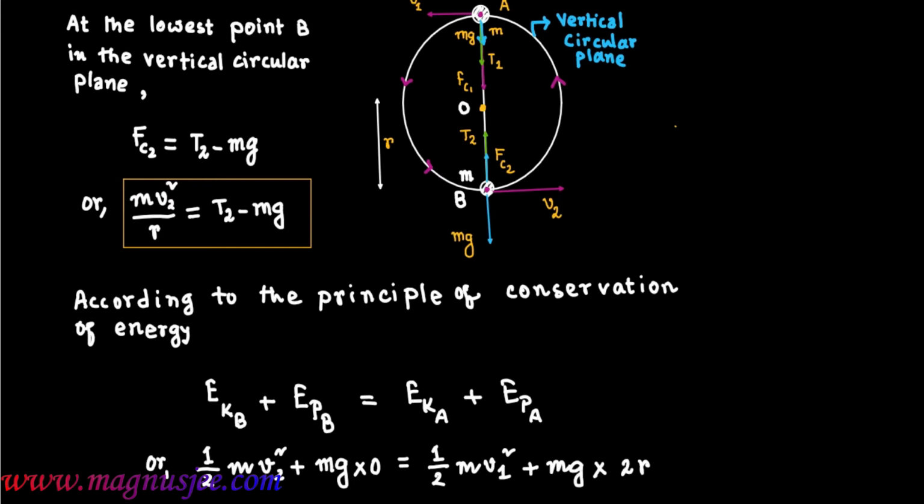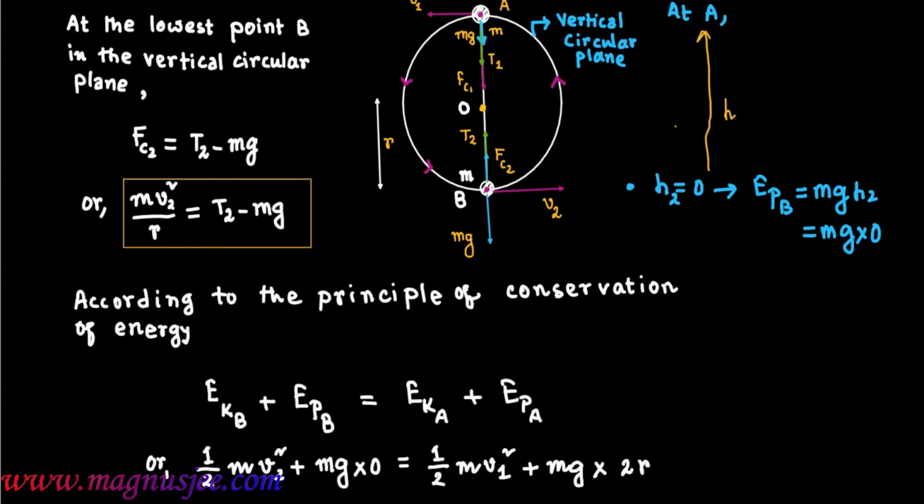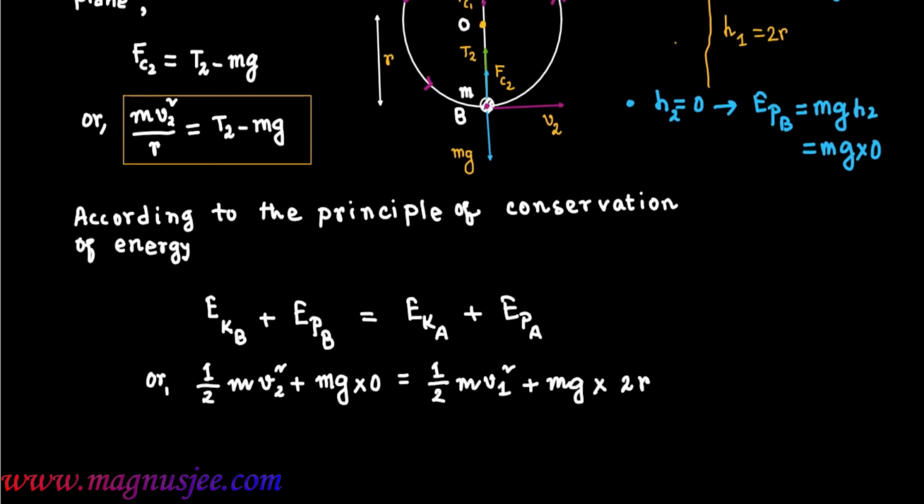Here the height of the body at the point B with respect to the point B is 0. That's why the potential energy at the point B is 0. At B, height h2 is 0, so the potential energy EPB is mgh2, equal to mg into 0. At the highest point A, height h1 is 2r, that is twice the radius, or twice the length of the string. Potential energy is EPA equal to mgh1, equal to mg into 2r.